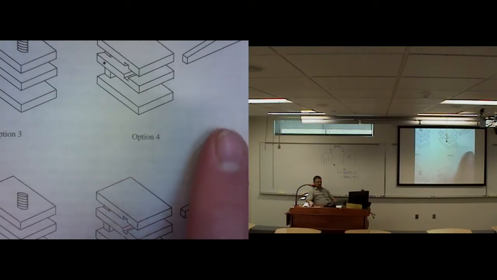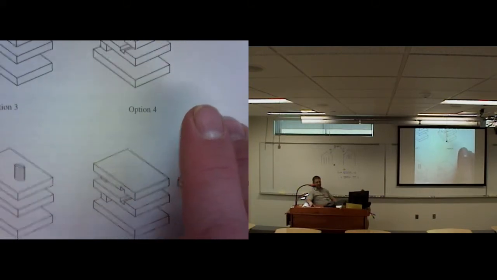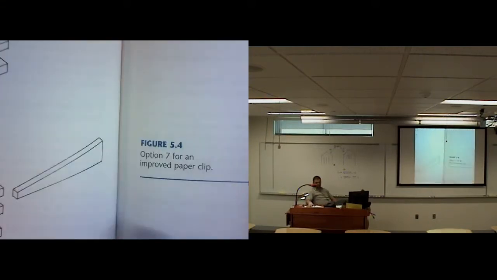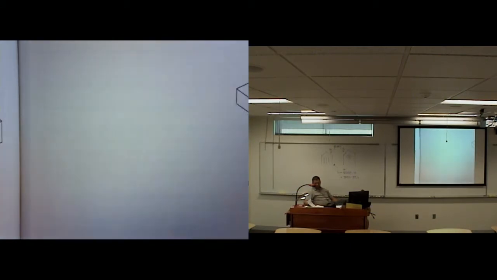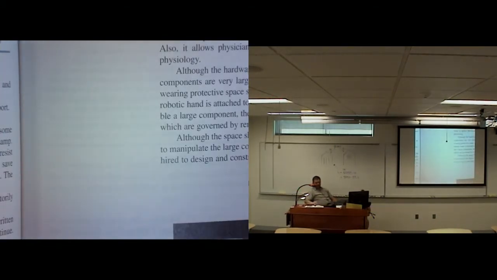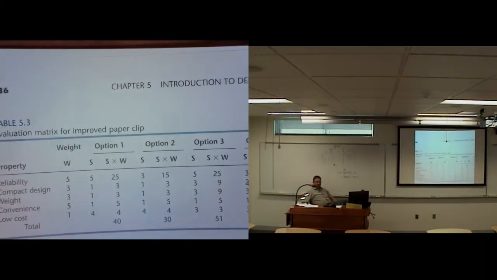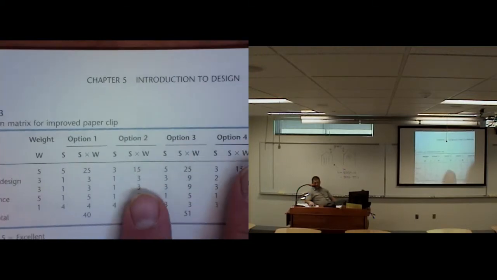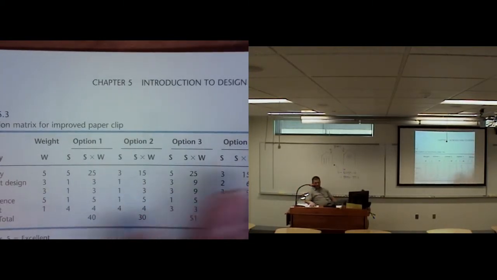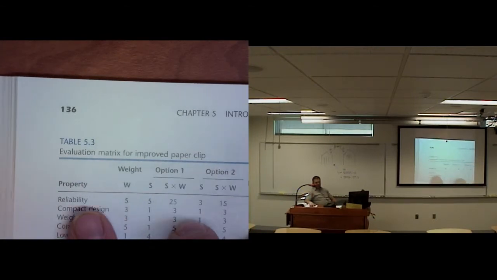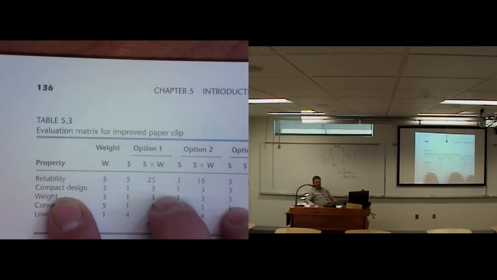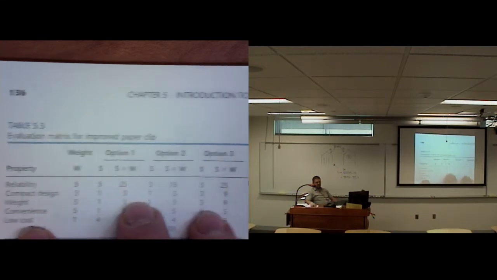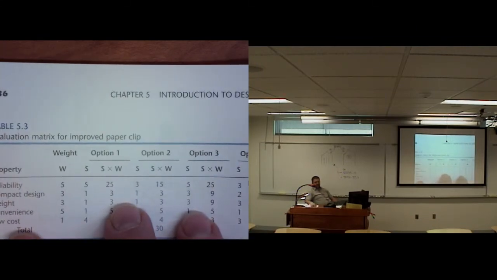Here's another one. And you can see that these are very different from the paper clips that are made today. These are more like clamps, right? More like big old poster clamps or something like this. But what they're going to do is make what is called a matrix of feasibility for each of these options. They talk about 7 total options here, and they're going to talk about how reliable each one of them would be, how compact the design, what the weight would be, what the convenience would be, and the low cost, all those different properties they wanted to have. And then they give them scores.